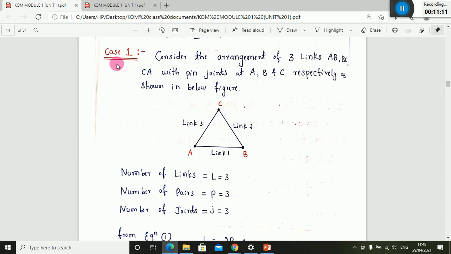Sir, please show me the conclusion, sir. Which one? Conclusion, sir. Okay.